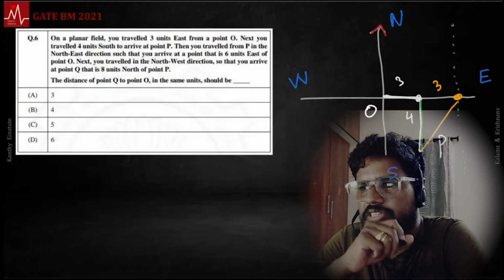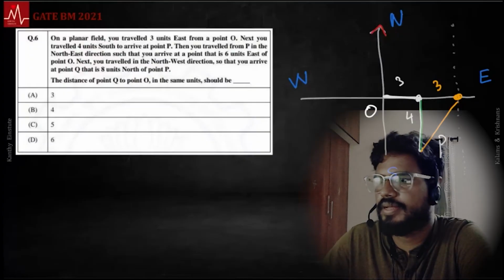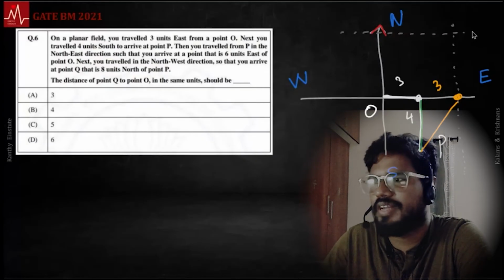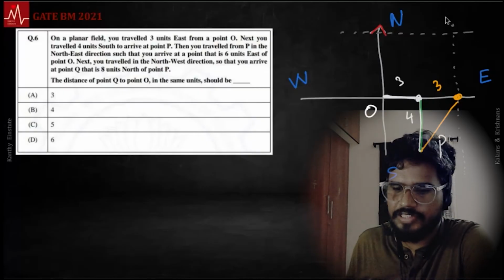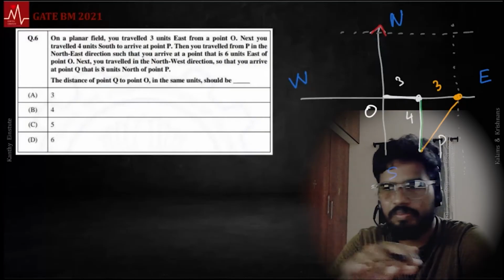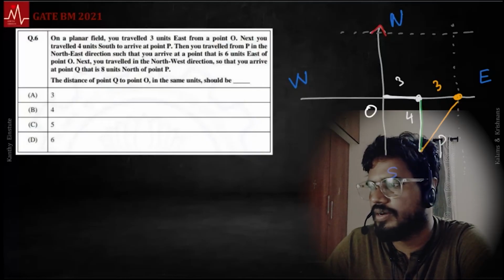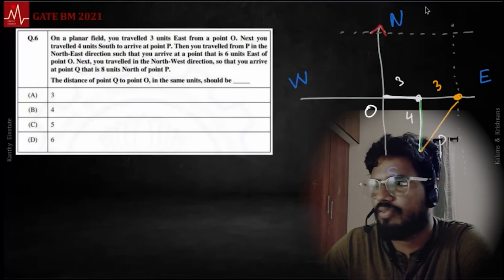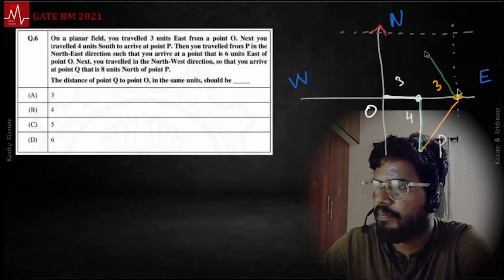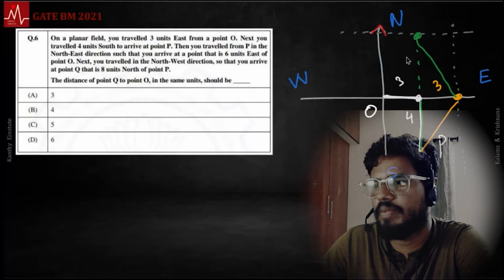Next, you traveled in the northwest direction so that you arrive at point Q, that is 8 units north of point P. Again, north of point P is this, but 8 units again. I already regularized the direction. It's not 45 degrees. You're ending up at this, horizontal and vertical lines that we have. So this is 4. 8 north, I know it is ending up there. So this is 4. 4 and 4 make 8.